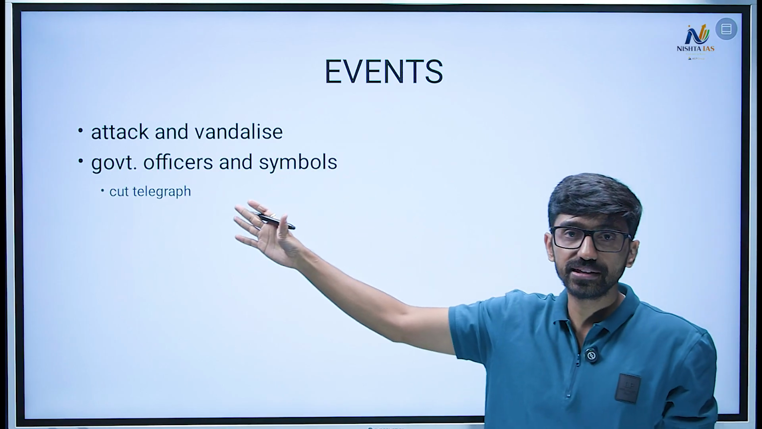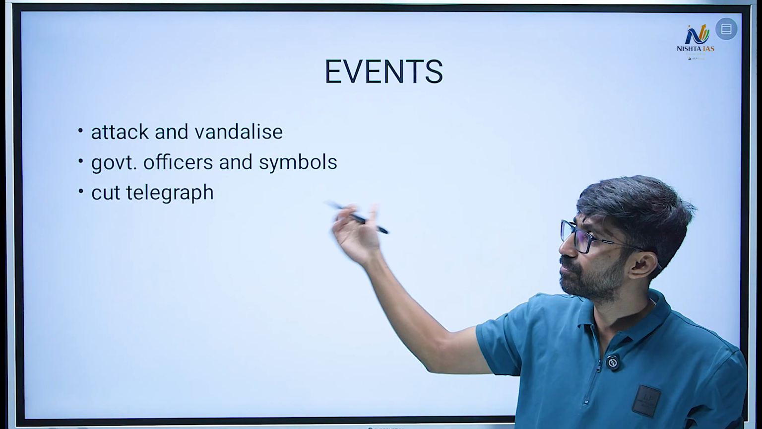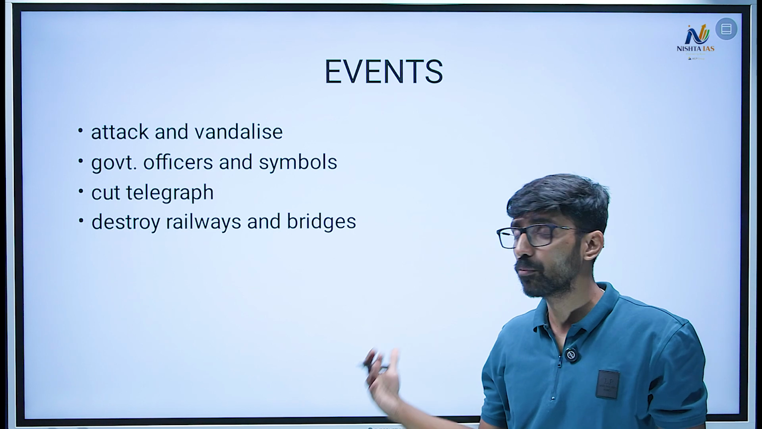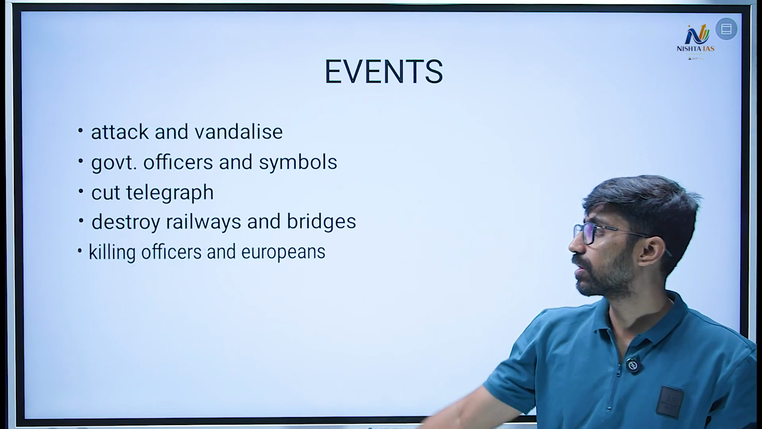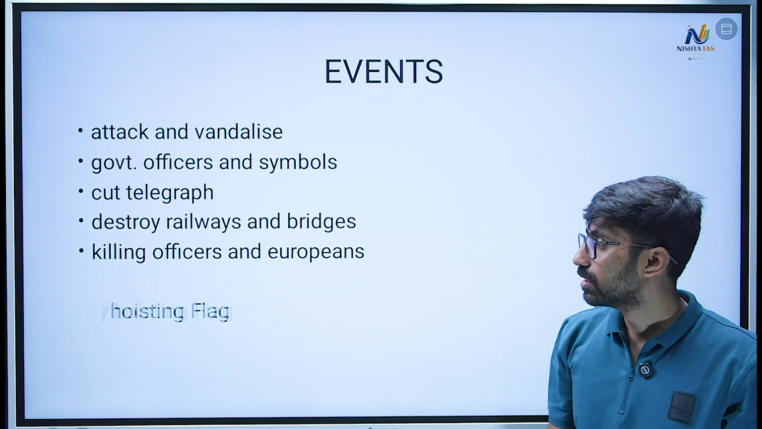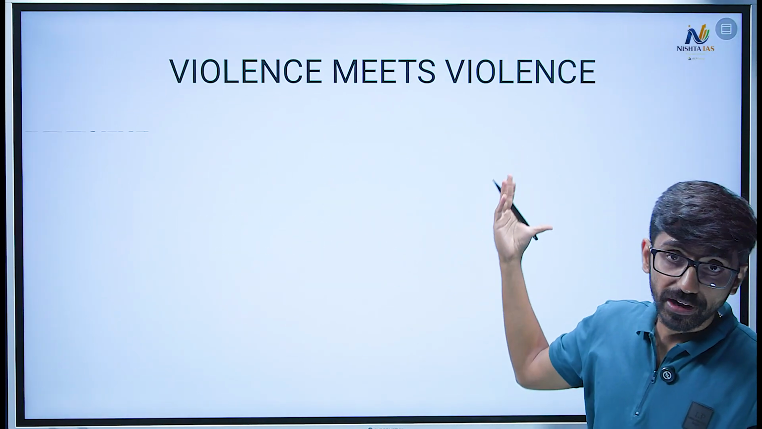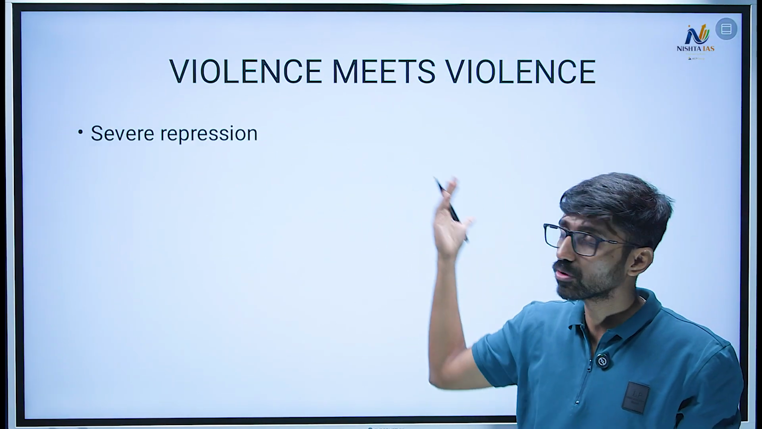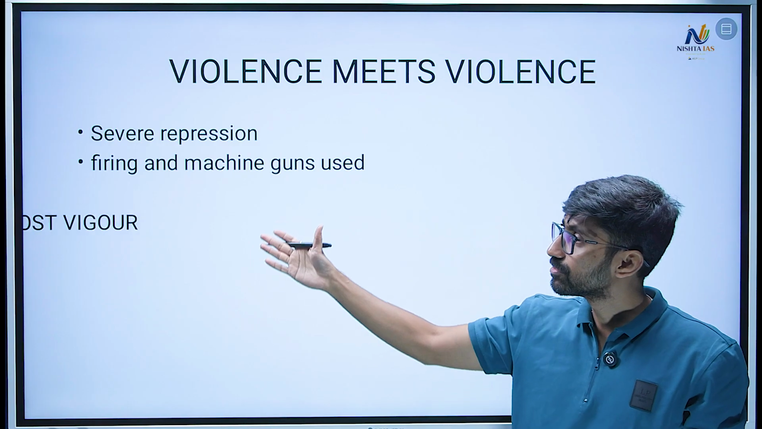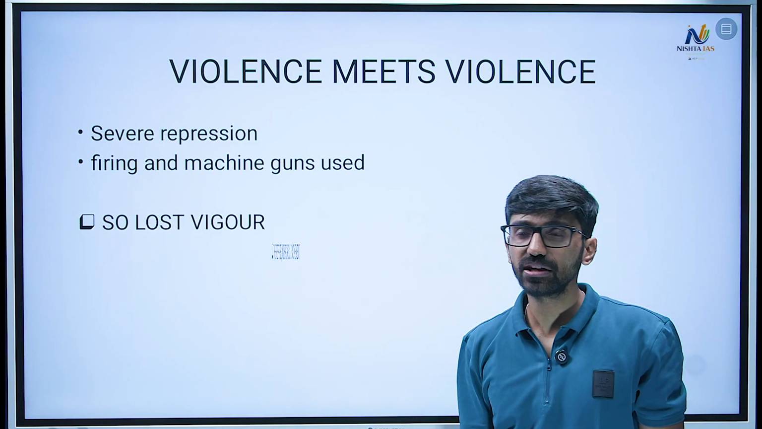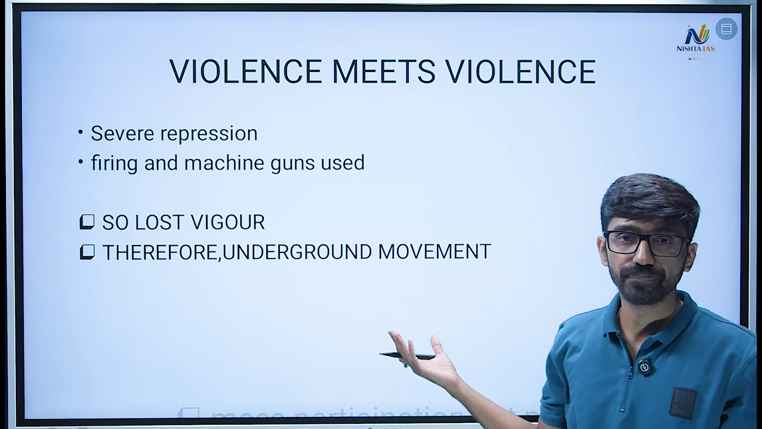Now they attacked and vandalized government officers and symbols, cut telegraph wires, attacked railways, blew up bridges and everything. They even killed officers, Europeans also. They forcibly hoisted flags. Now violence met violence. The government also responded violently, with severe repression, firing, machine guns. So the movement lost vigor, and that is the reason it went underground.